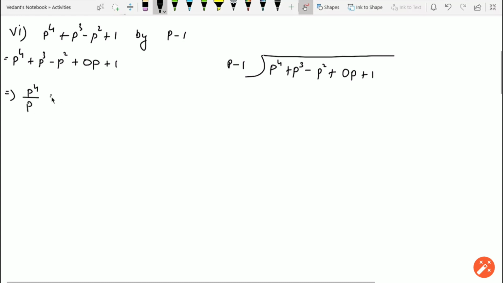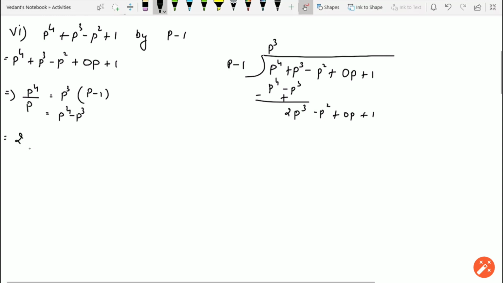Same thing, p to the power 4 divided by p, we have p cube. So we multiply p cube with p minus 1. We have p to the power 4 minus p cube. Change the sign. It will cancel p to the power 4, and p cube plus p cube will be 2p cube. We need to copy minus p square plus 0p plus 1.